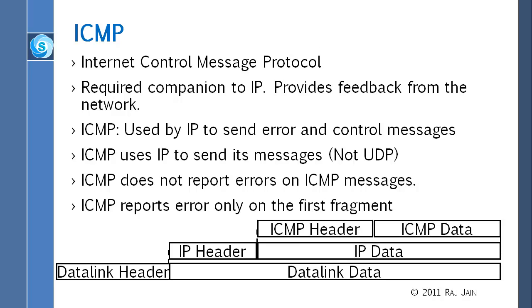So ICMP is used by IP to send error and control messages. So whenever you get an error, it comes through an ICMP message, not as an IP message. Okay? ICMP uses IP to send its messages, not UDP. All right, so what that means is that ICMP runs on IP.